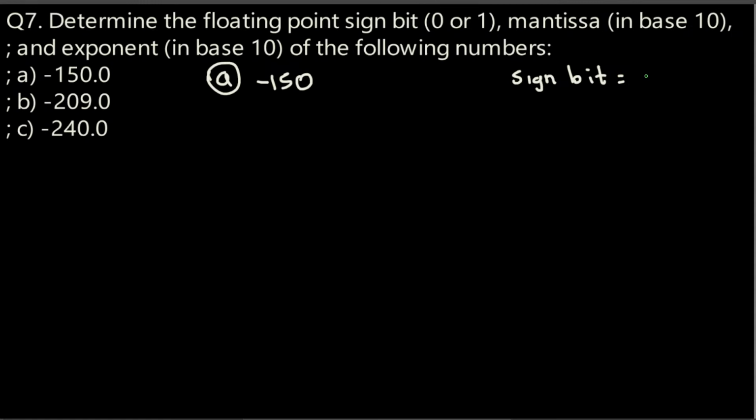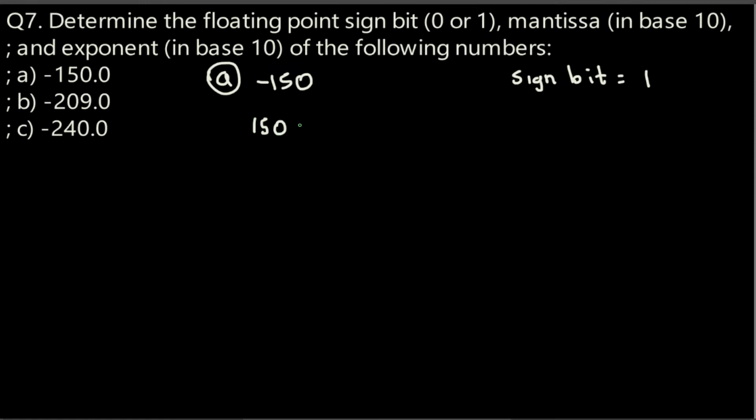For positive, the sign bit is 0. And the next one is mantissa. Mantissa can be found by converting this one into binary. Now this negative sign is just for the sign bit. Other than that, we're just going to deal with the positive value, that is 1.